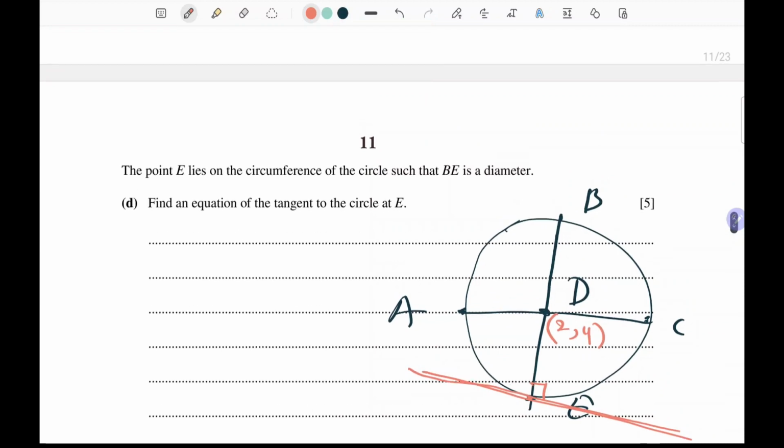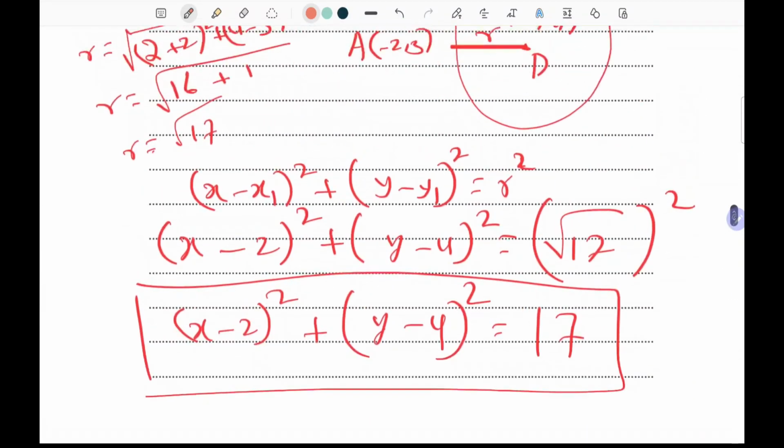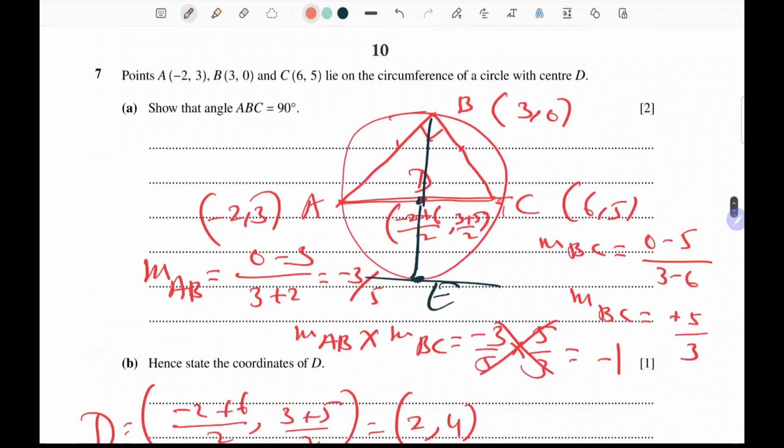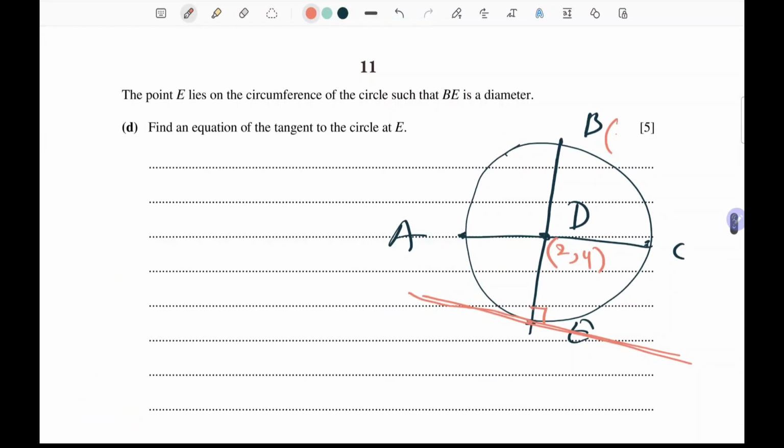Okay, and the B point is already given. What is that? 3, 0. Okay, and we know that this will be a diameter. We can find the gradient of this tangent, but we need to get this point somehow. I think we can find the equation of this BE and then we will solve it with the circle. This is for 5 marks, so I think it is justified.